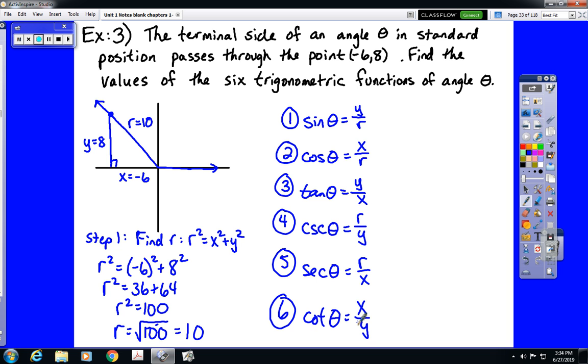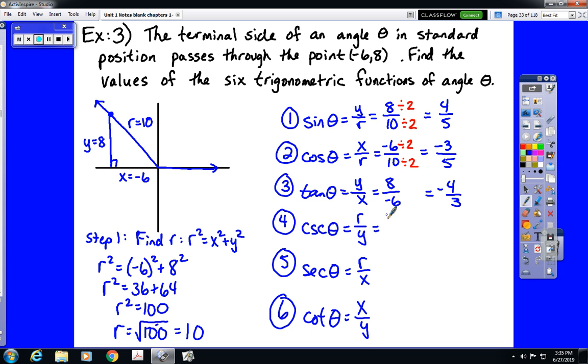So the other issue we could run into is when we write this out, y over r is 8 over 10. That is not a final answer because it has to be reduced. If it can be reduced, it has to be reduced. We can divide the top and the bottom by 2. So the other issue we can run into is we can forget to reduce. That should be 4/5. X over r is negative 6 over 10. Same deal. Those are both divisible by 2. So we should have negative 3/5 for our cosine. Our tangent would be 8 over negative 6, which would be negative 4/3.